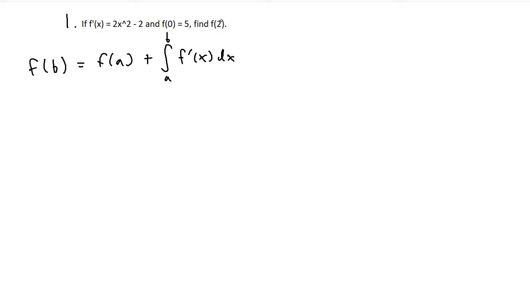If I were to set up the formula, we have f of b, which is f of 2, because that's the value we're trying to find. So f of 2 equals f of a, and remember our f of a is f of 0, that's the given value, plus the integral. Once again, our a and b bounds are from the x value of 0 to the x value of 2, so from 0 to 2 of f prime of x, which is 2x squared minus 2.